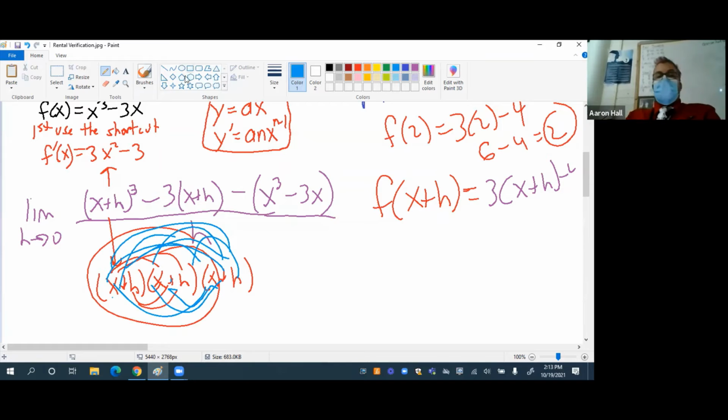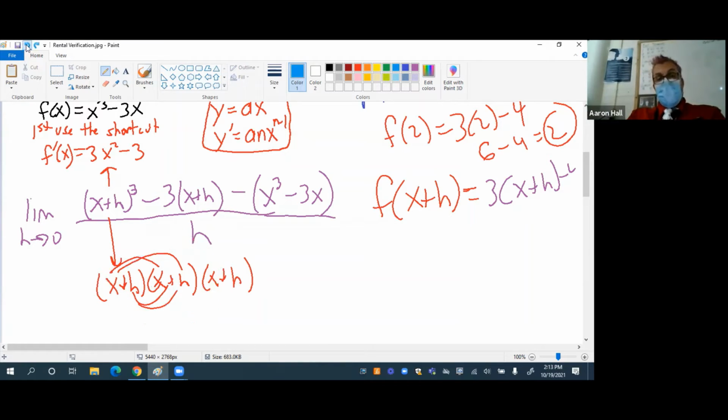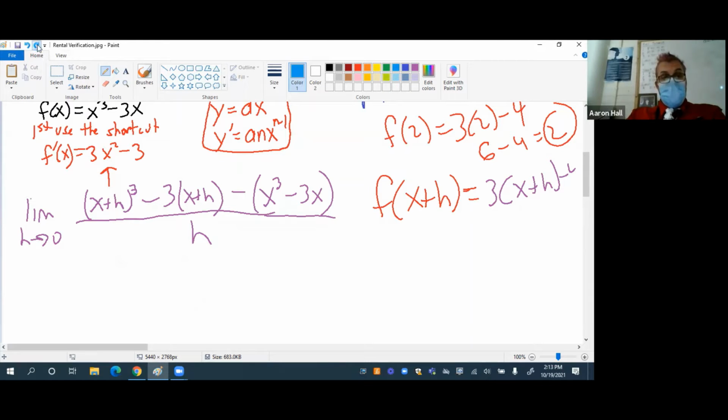So it just becomes this whole mess, or we can use what's called binomial expansion. I don't care which way you do it. Both are correct. If you don't remember how to do binomial expansion, I would suggest that you do it this way, where we just write out the x plus h times x plus h times x plus h and then distribute. So I'm going to try to do this using binomial expansion.